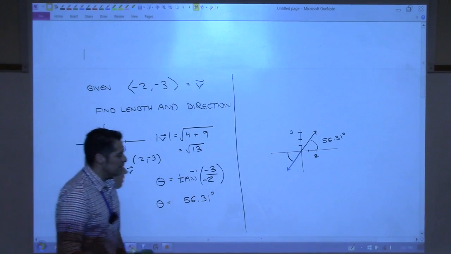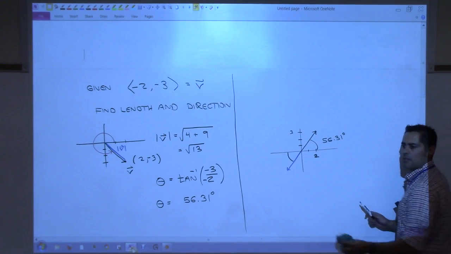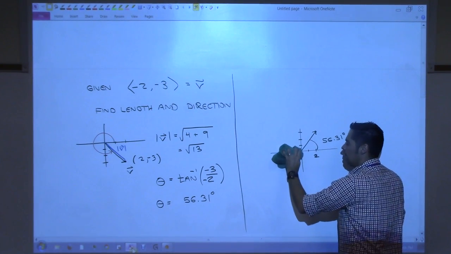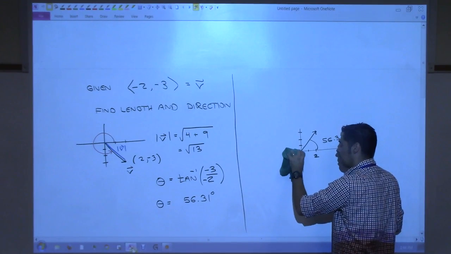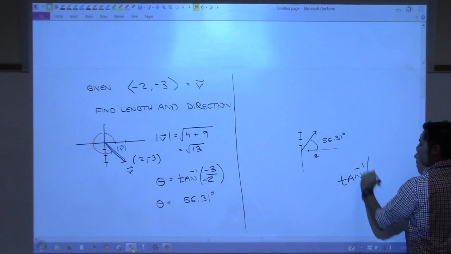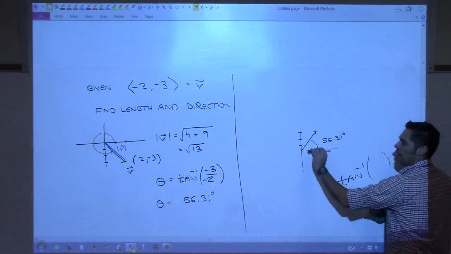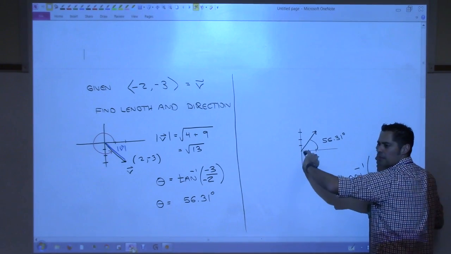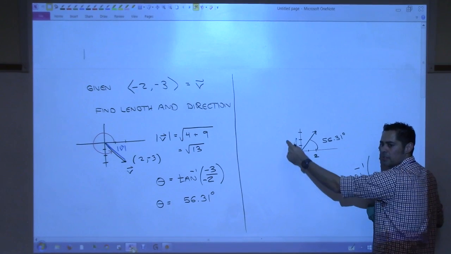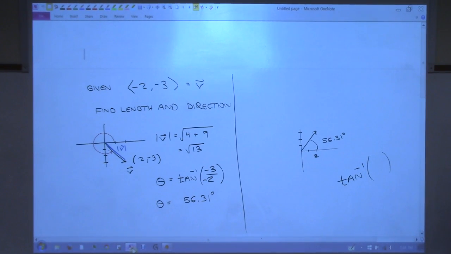And does anyone remember the domain restriction for the inverse tan? When you look at the arctangent function, the answers to this are always going to be between negative pi over 2 and pi over 2. So it's only going to ever spit out answers between here and here. It's never going to give you an angle over here. So if your vector's over there, you're going to have to realize that. We okay?